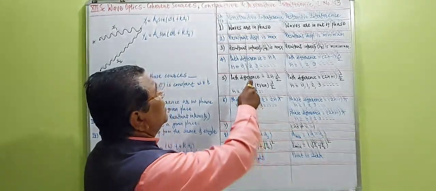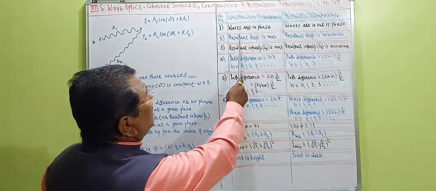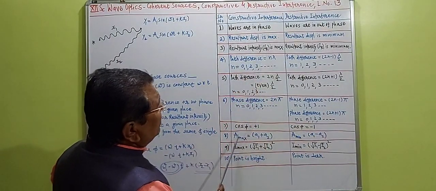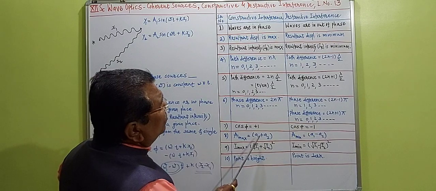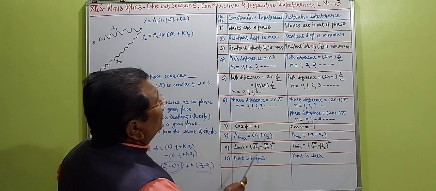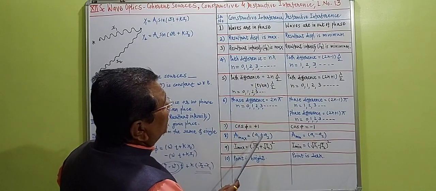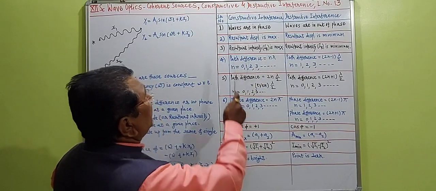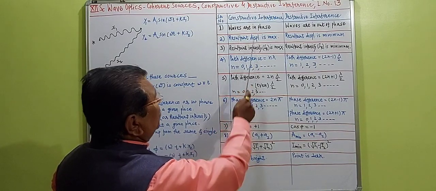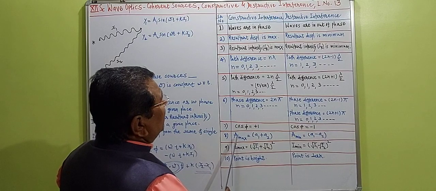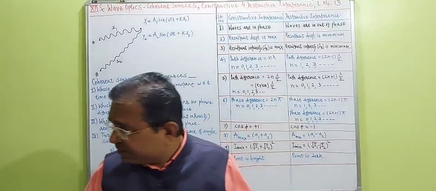Here resultant displacement is maximum, that I have already told. Resultant displacement is maximum means amplitude is maximum, and we get amplitude equal to A1 plus A2. You can write this 8th point here in 3rd number. Resultant amplitude is maximum, that is A max equal to A1 plus A2. How will we get it? See here.